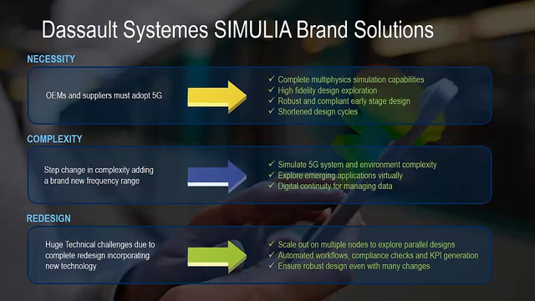And the last challenge and solution is the redesign aspect. There are a lot of challenges, a lot of failure points incorporating this new technology. So simulation has got to be able to scale out across multiple nodes, perhaps cloud, HPC, exploring designs in parallel, exploring a lot of what-if scenarios, and additionally automated workflows, so that for each of those scenarios, KPIs and compliance checks are generated automatically and can be collated and analyzed very quickly. So really ensuring robust design, even with many changes in the system.